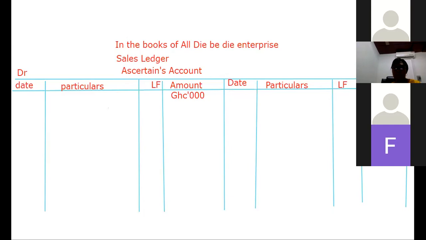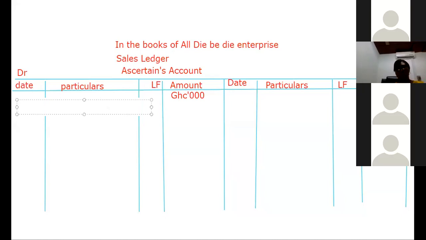So here again, because I did it here, I'm going to do the same thing here. Okay. So this is the sales ledger. This is Ascertain's account. What are we posting? Now we have to go back. We said double entry. So what are we posting to the sales ledger? On 2nd September 2020, we sold to Ascertain 50,000 CDs.